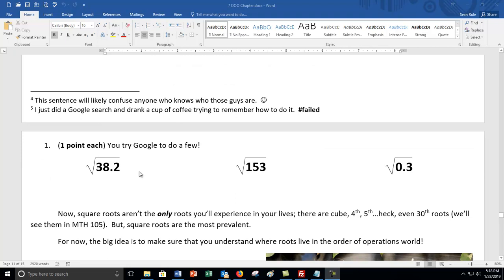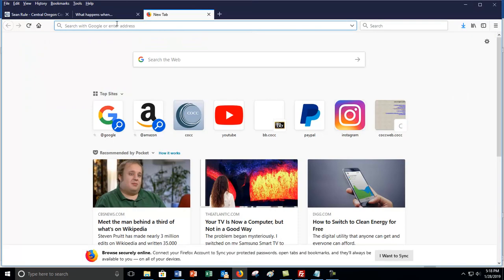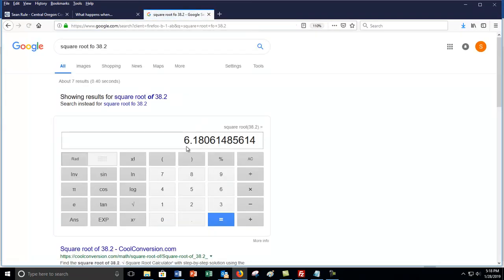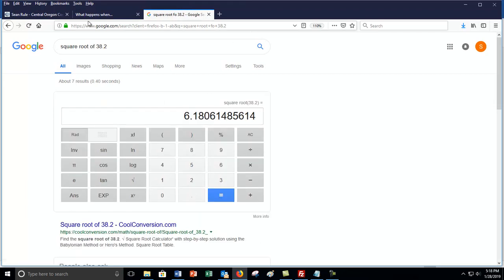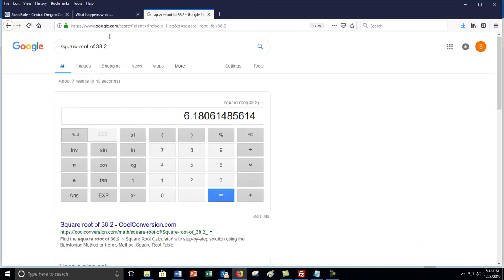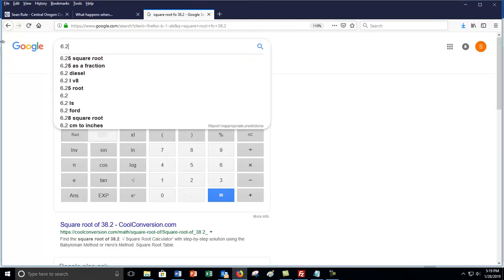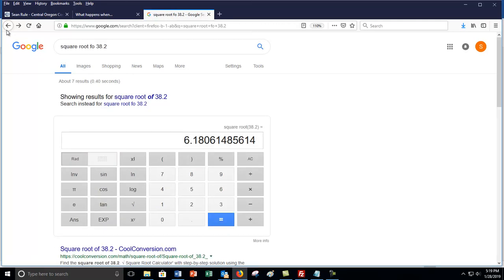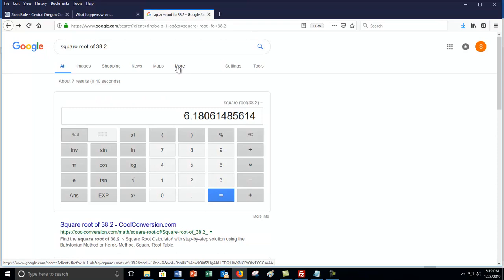So here's the square root of 38.2. We'll just crack open this. Square root of 38.2 gets us about 6.2, if you round it off to that. So that means if you took 6.2 and squared it, you'd get 38.2. Now, that's not exact. This number goes on forever. So if you actually did 6.2 squared, you wouldn't get exactly back to 38.2. You'd get 38.44. But now we're really getting into an accuracy, precision discussion, which is for another time.